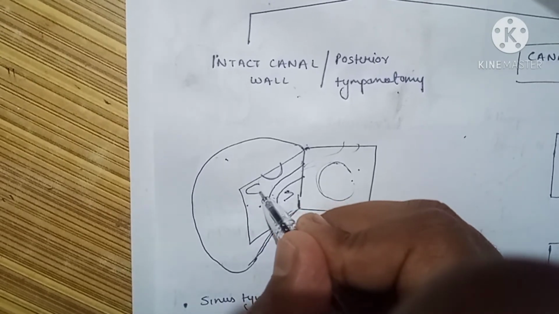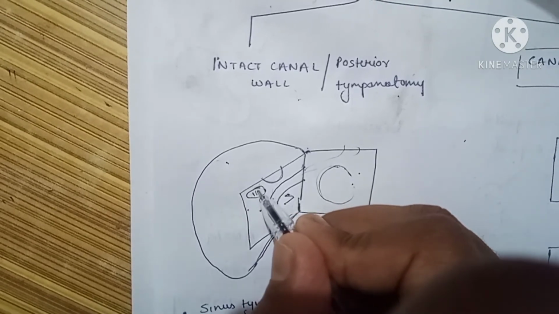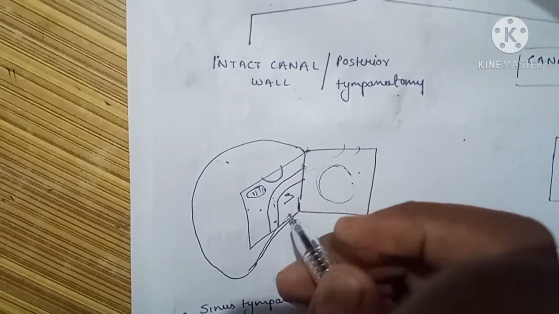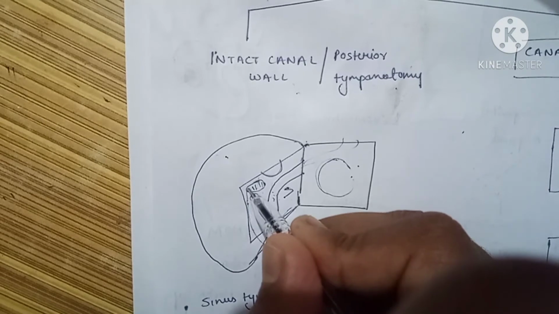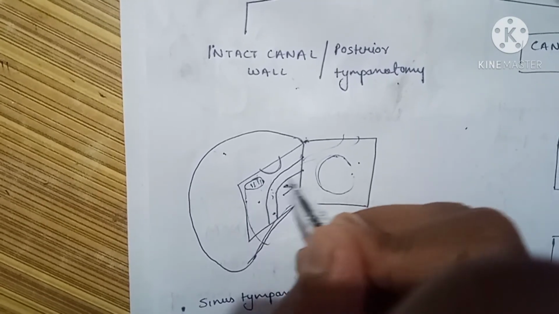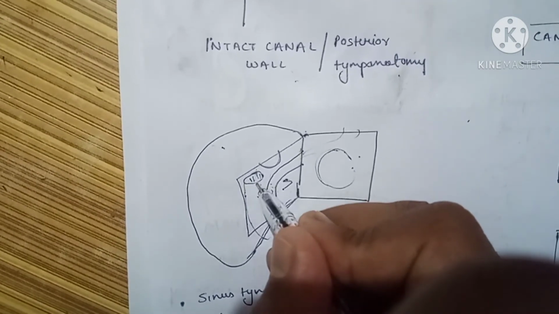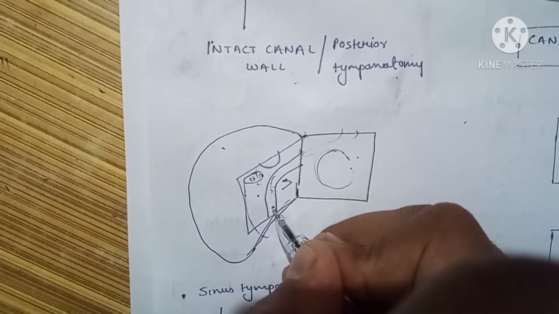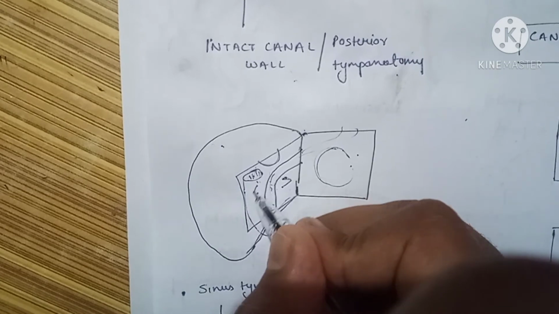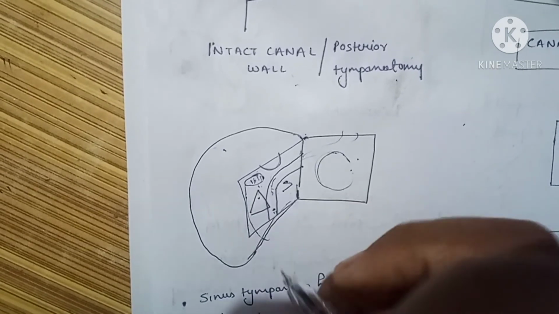Here is a landmark, the impression of the short process of the incus, known as the fossa incudis, and here is our chorda tympani nerve recurring into the middle ear to pass forward. So the area between the fossa incudis, the chorda tympani and the mastoid segment of the facial nerve is what is known as the facial recess. It is a type of triangle.